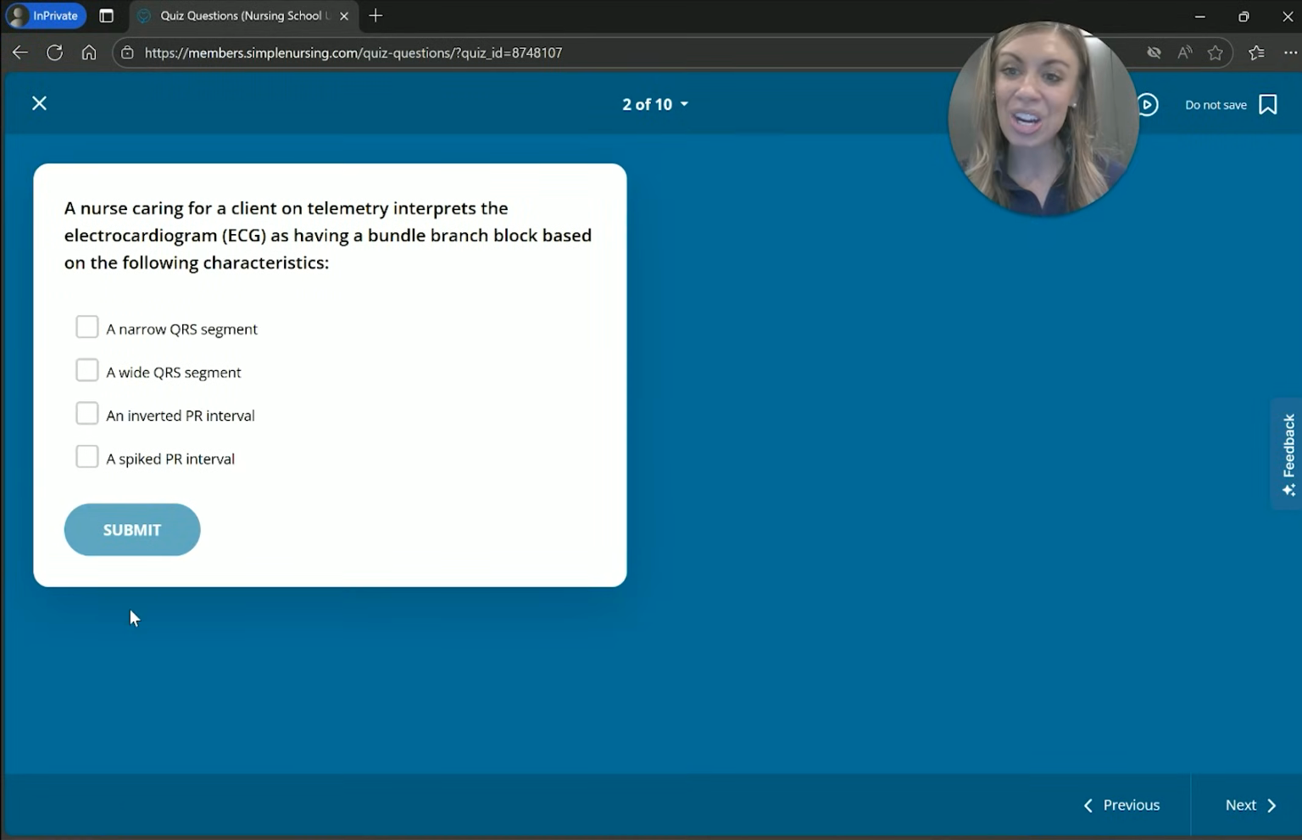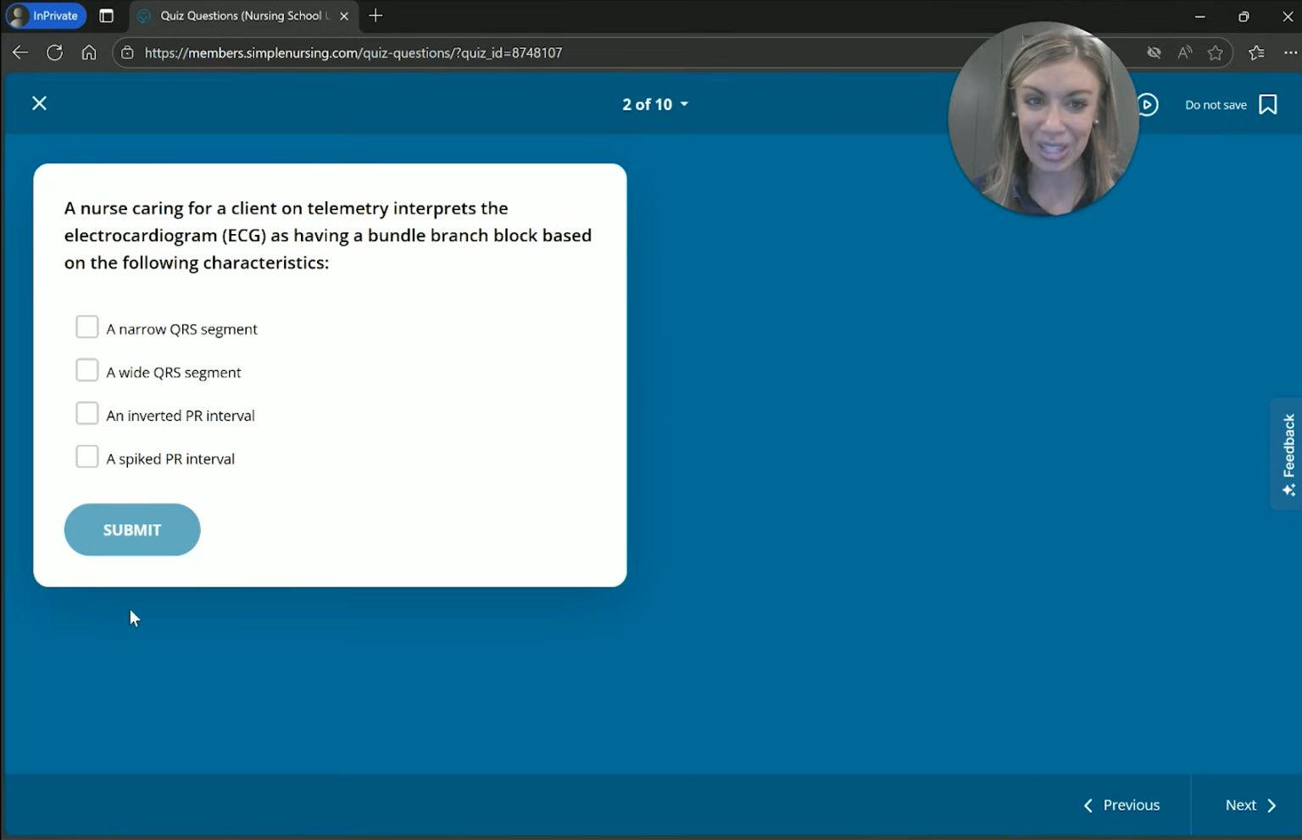For the next one, a nurse caring for a client on telemetry interprets the EKG as having a bundle branch block based on the following characteristics. And so again, if we have a block of sorts, it's going to take longer for communication to get somewhere. And once again, we have two things that are kind of opposite and two things that are opposite. We have a narrow QRS segment and a wide QRS segment. Then we have an inverted PR interval and a spiked PR interval.